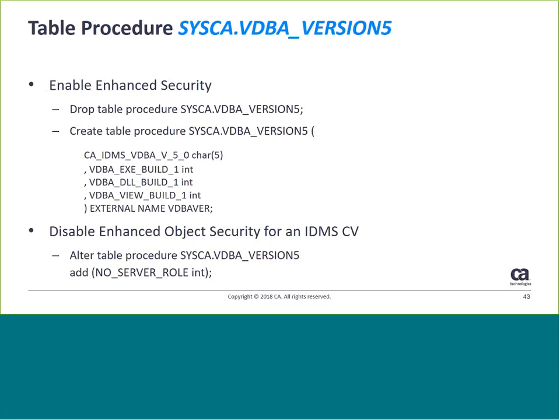Thank you. So this is an example of the syntax I mentioned earlier. If you want to turn it on, that's what it looks like at the top. If you want to disable it, you would enter the command that's shown here. You'll simply alter that table procedure to add the specific parameter that turns off the enhanced security. And moving on.